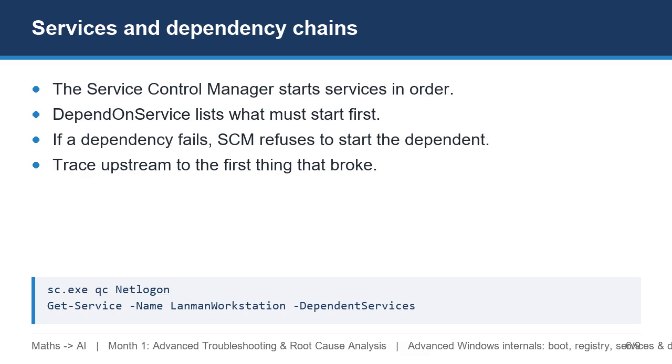Services start in dependency order under the Service Control Manager. If Service A lists Service B in its DependOnService value and B fails, the SCM simply refuses to start A. One failed low-level service can cascade into a dozen downstream errors. So always trace upstream to the first thing that broke, not the loudest error in the log. Use sc.exe qc to dump a service's config, and Get-Service with -DependentServices to see what relies on it.